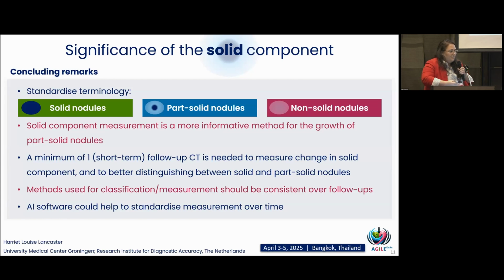And then also, we've heard a lot about AI so far, but AI could be the one that helps us here to standardize these measurements over time, especially for these smaller nodules, where it's quite difficult with the human eye to determine which part is the solid, which part is the part solid. AI can really help us there.